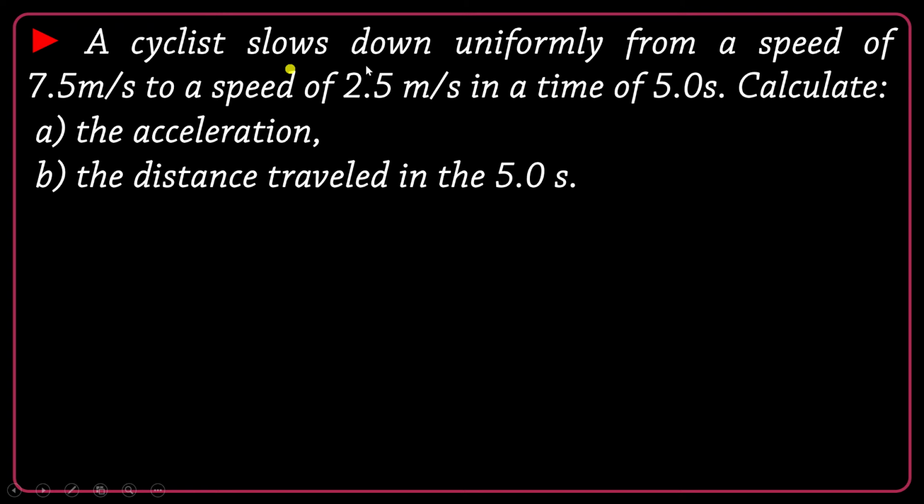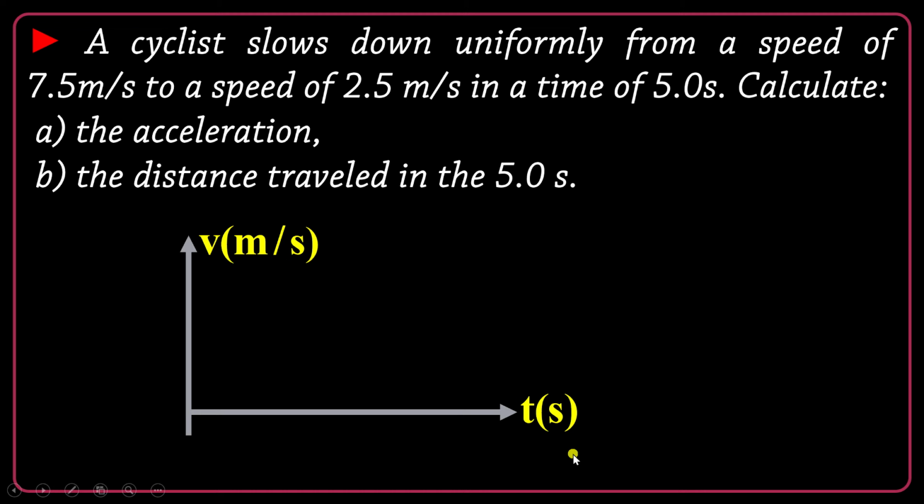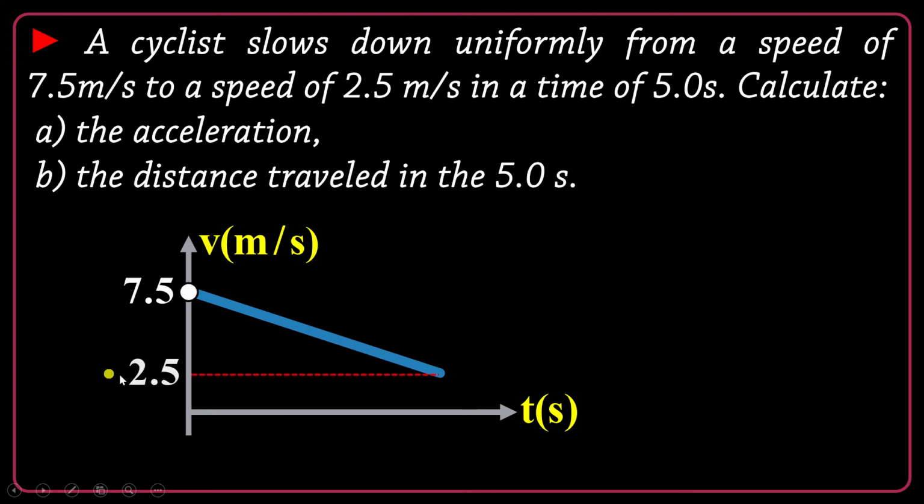A cyclist slows down uniformly from a speed of 7.5 meters per second to a speed of 2.5 meters per second in 5 seconds. Calculate the acceleration and the distance traveled in 5 seconds. Again, I start from the VT graph. The VT graph is the solution for all these types of problems in constant acceleration motion. I love it. In the next video, of course, I will explain everything for the related equations, but mostly I prefer the graphical approach. Okay, the initial velocity is 7.5, then it drops to 2.5 in 5 seconds.